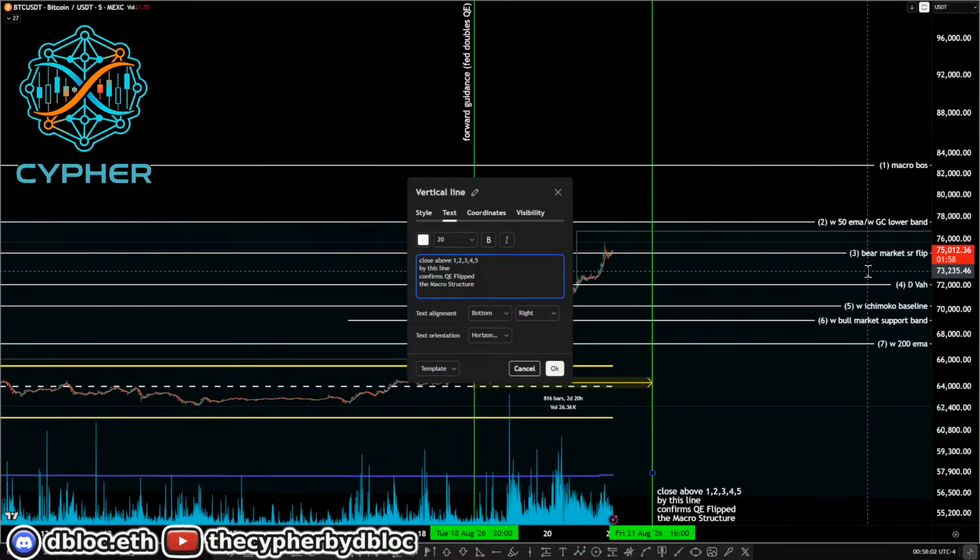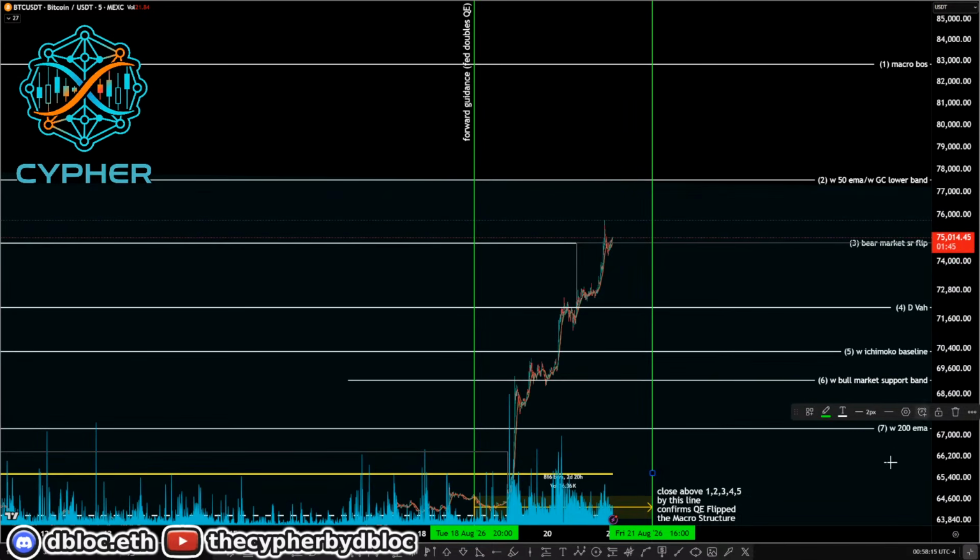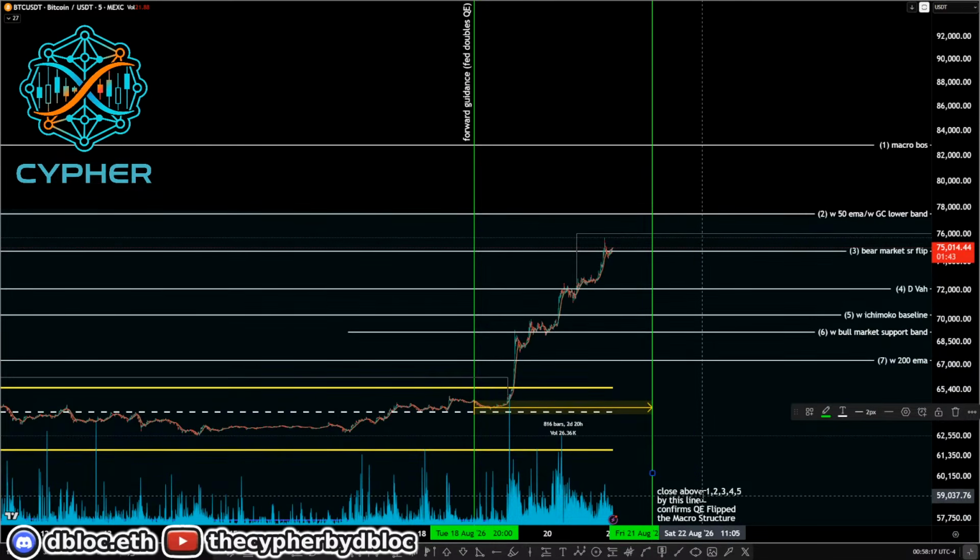These are all from the checklist, right? These are all targets on the checklist. I just made it one simple chart with lines so that it's easy to take a screenshot and then you can just watch it. So we need to close above 1, 2, 3, 4, and 5 by the time we get to this line. That breaks your macro structure.